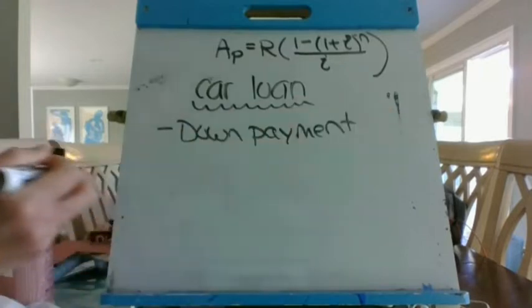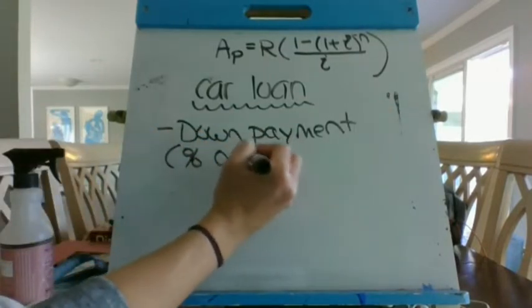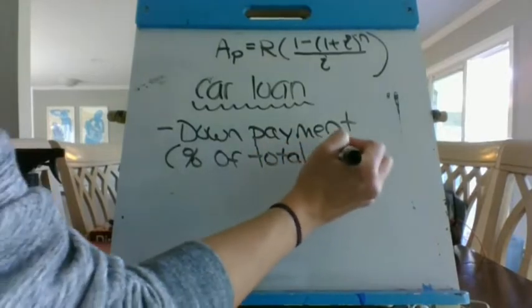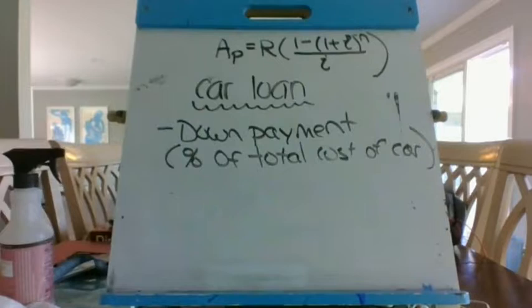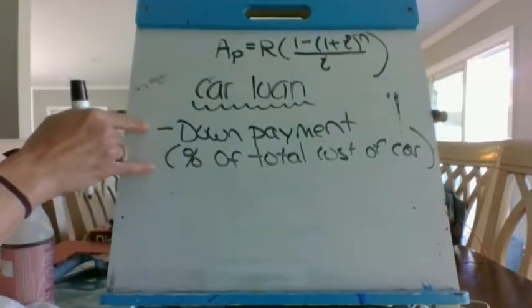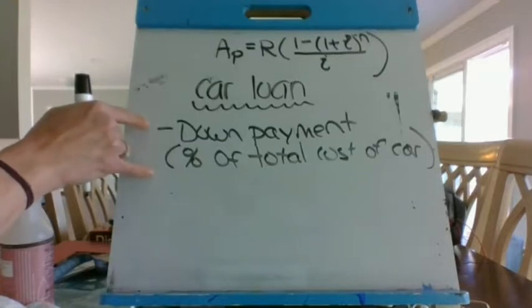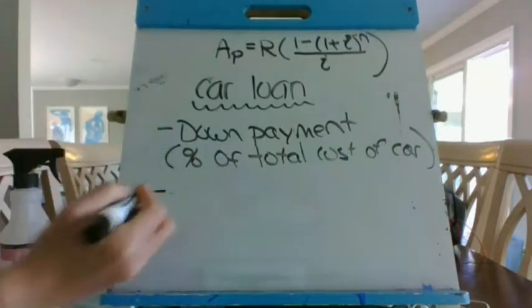And a down payment on the car is going to be a percent or percentage of the total cost of the car. So they'll say you have to put down 10% or 15%. That means you're going to put down a flat amount of money first. That's subtracted from the value of the car, and then you finance the remaining money on the car.